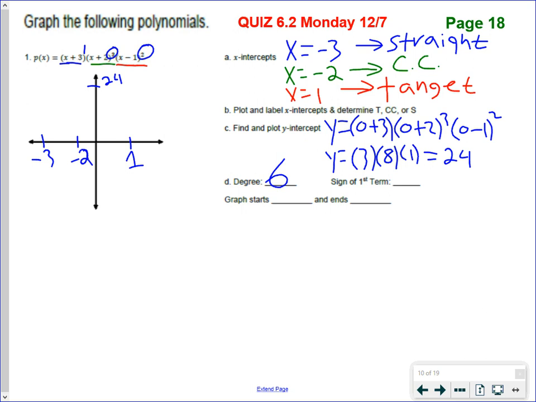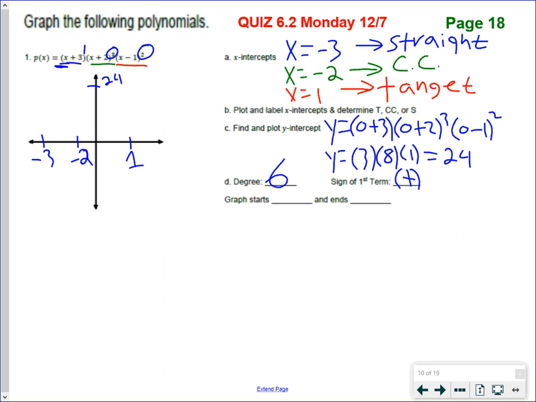Next, we need to know what the sign of the first term is. If we look at the function over here, we don't have a first term here, which means the first term is actually 1. If you don't have anything there, we assume the first term is 1, and 1 is a positive number. So the sign of the first term is positive. So we have an even degree positive polynomial.